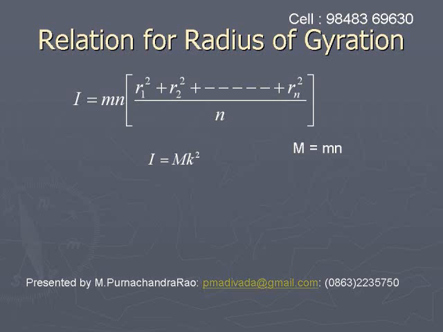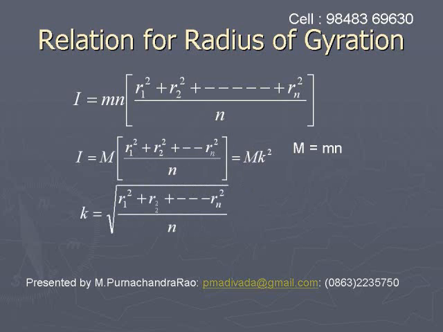Let us substitute R1 square plus R2 square plus and so on plus Rn square, divided by n, as k square. Then we get the relation I is equal to mk square, where k square is R1 square plus R2 square plus and so on plus Rn square, divided by n. So k becomes equal to the square root of R1 square plus R2 square plus and so on plus Rn square, whole divided by n.